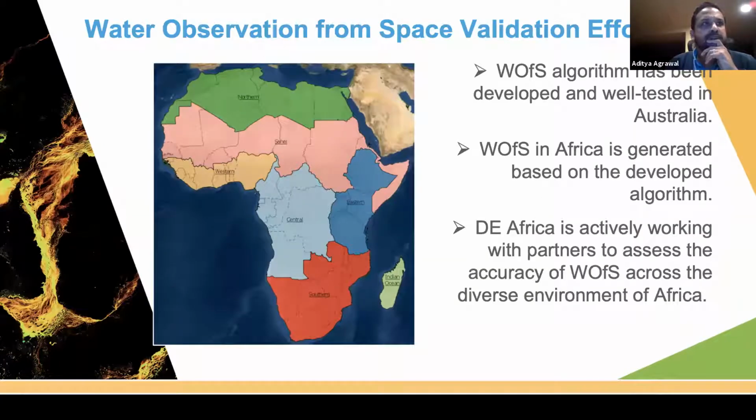The WOfS product in Africa is based on an algorithm that has been developed and well tested in Australia. Africa is a great continent and also very challenging for validating any continental-level product such as WOfS, due to its diverse climate, geography, and also temporal changes in the surface water condition. With a validation task team and an effort from the Digital Earth Africa team working very closely with partners, we used the Collect Earth Online tool over the course of a year in Africa in order to do the validation and robust accuracy assessment of the product for each agroecological zone, as you can see on the left.